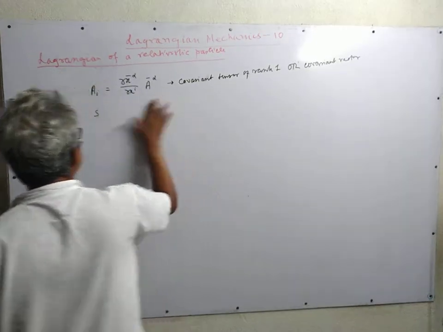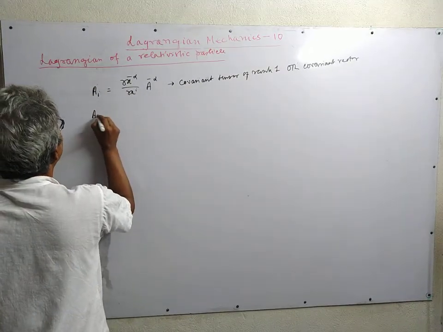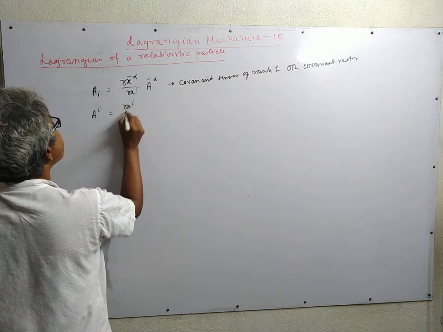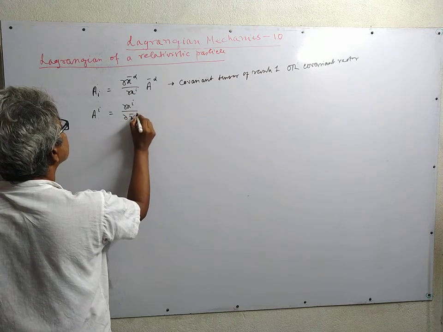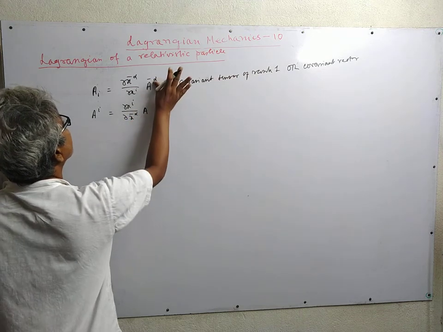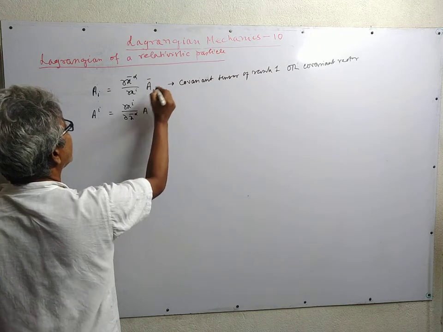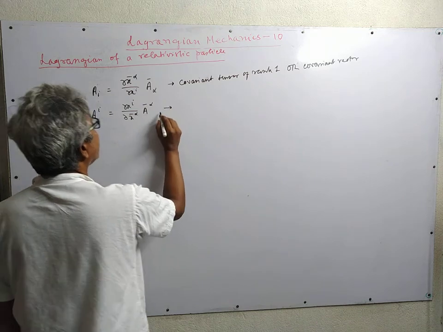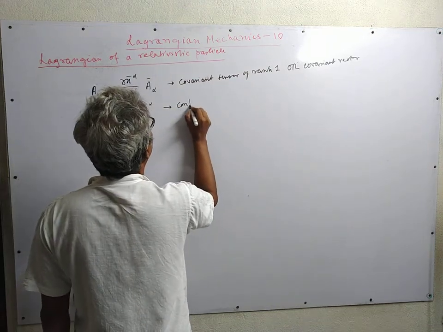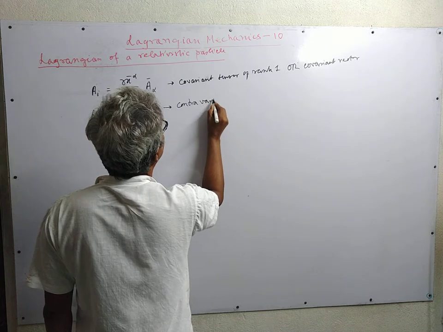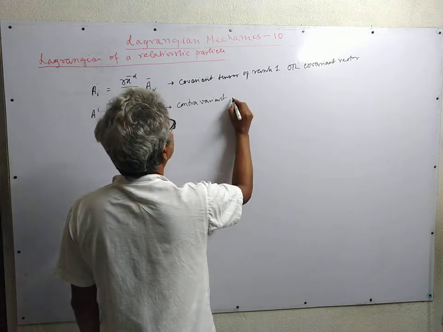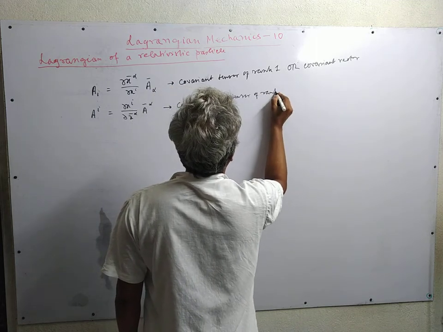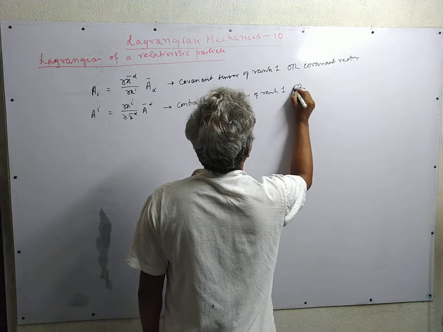Similarly, if we have a set of quantities A_i which is given by this relation, with alpha in the subscript, this is called a contravariant tensor of rank 1, or a contravariant vector.